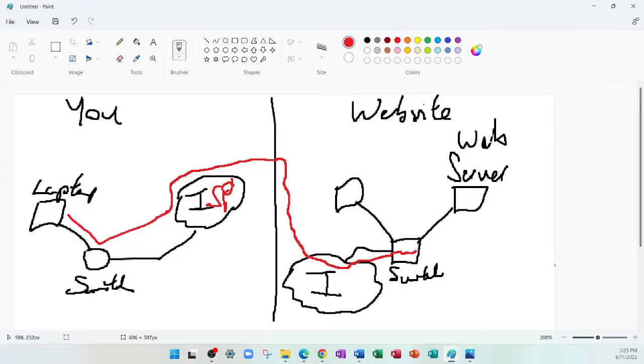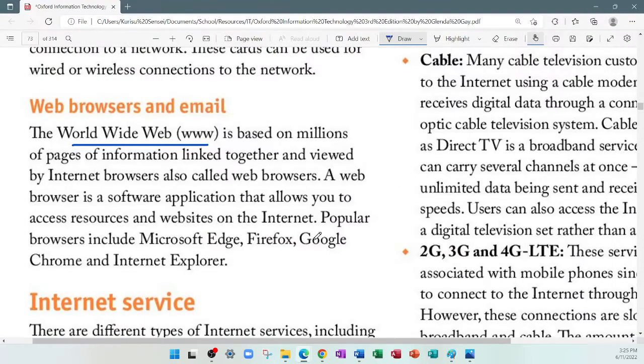The signal is sent through the network and connected directly to that web server, and it's going to make a request to that web server that they would like to view that website or use whatever service is on the website. So that is basically how the World Wide Web works. That is how websites work. On the internet, a web server will be connected to the internet, and we basically make a request to that web server.